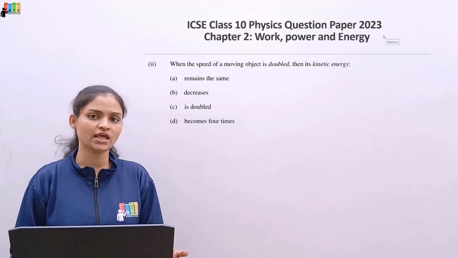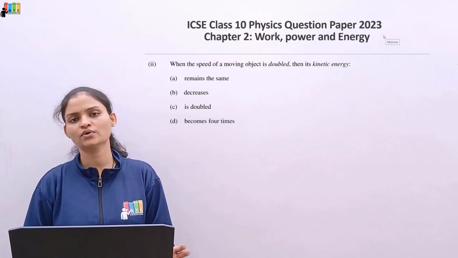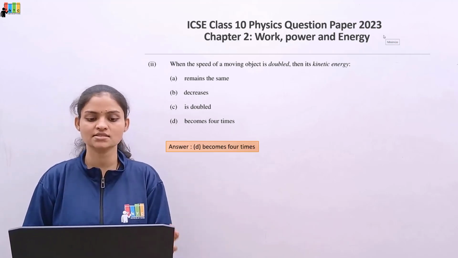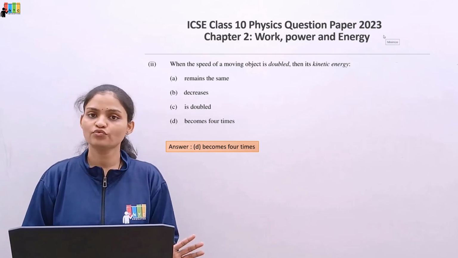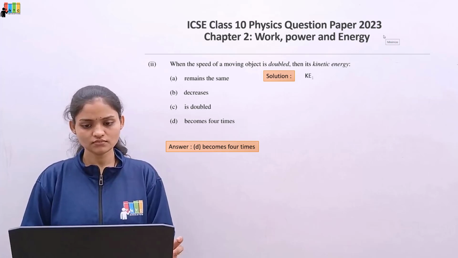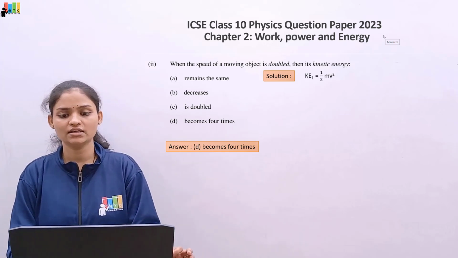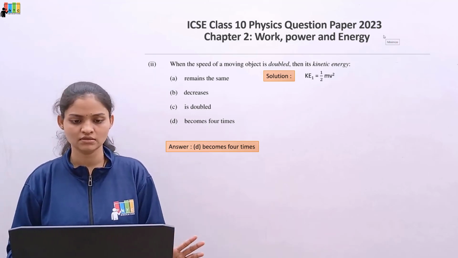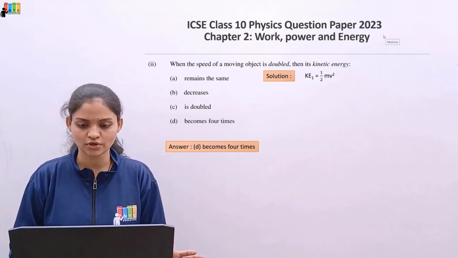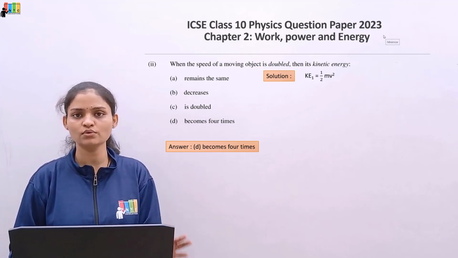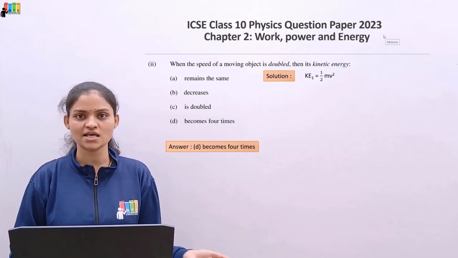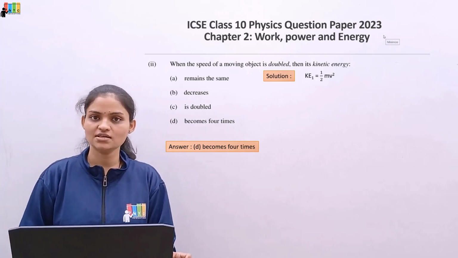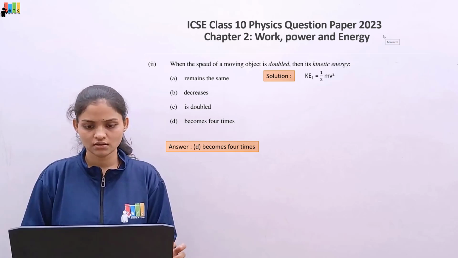So how will you calculate this? If you know the formula, you can simply put the value and calculate. What is the answer? The answer is option D. It becomes 4 times. How? We know that if we consider the initial kinetic energy as KE1, the general formula for kinetic energy is 1 by 2 mv square, where m is mass and v is its speed. So KE1 is 1 by 2 mv square.